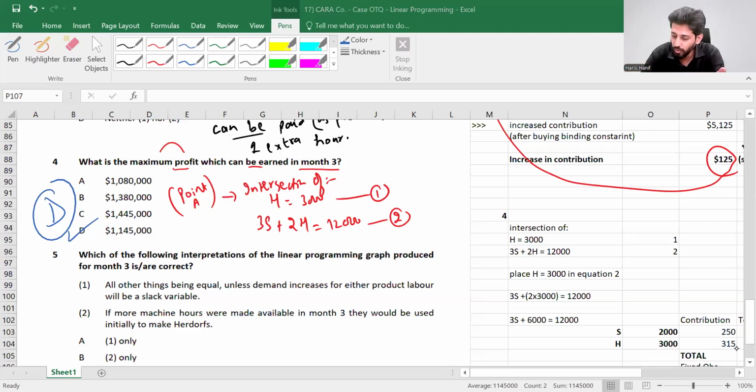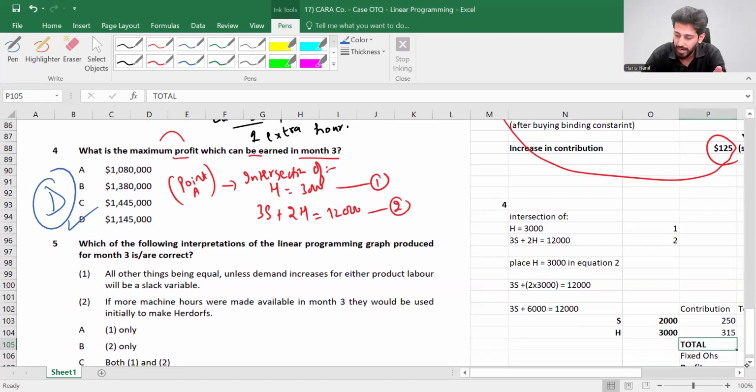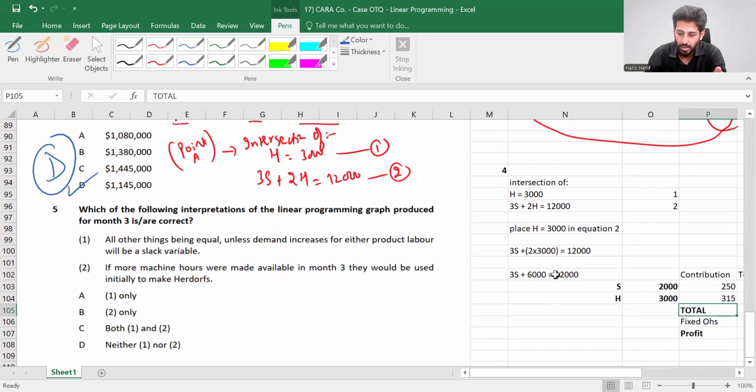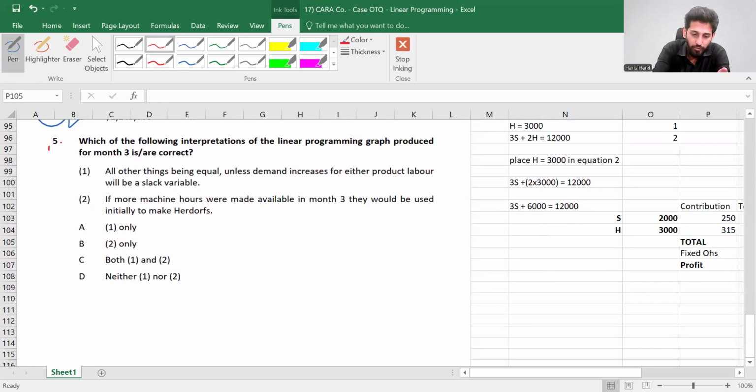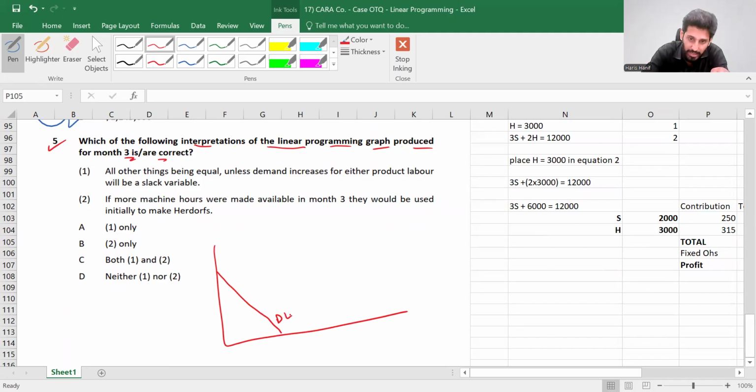Okay, now let's move on to MCQ number 5. And again, it is theoretical in nature. Which of the following interpretations of the linear programming graph produced for month 3 are correct? Please see that there is a very simple rule. When you are making the graph, let's say this is the graph, and this is the resource line for labor, and this is the resource line for direct material.